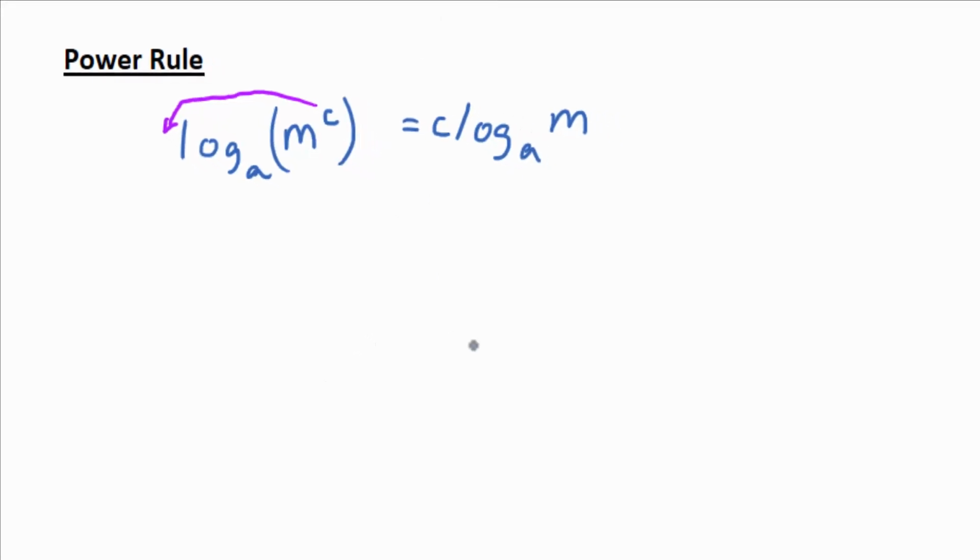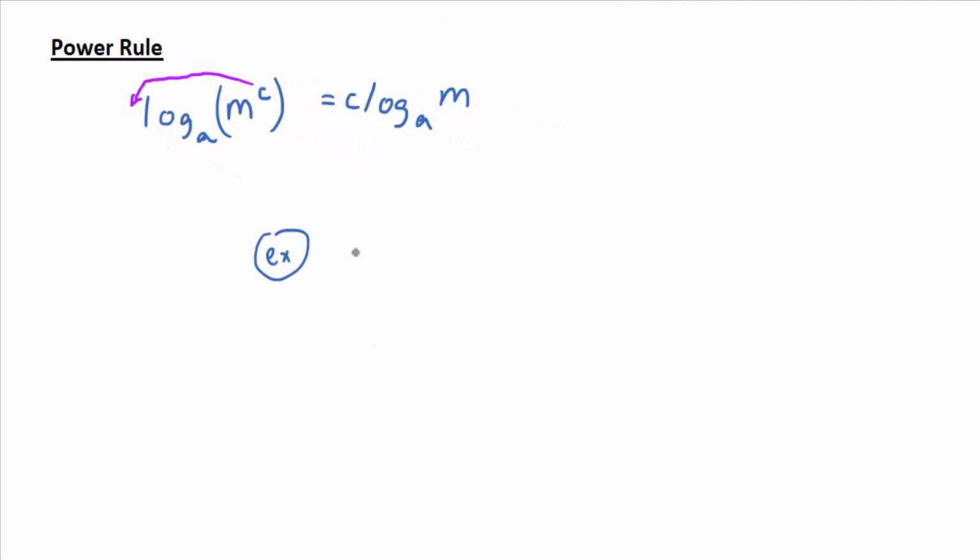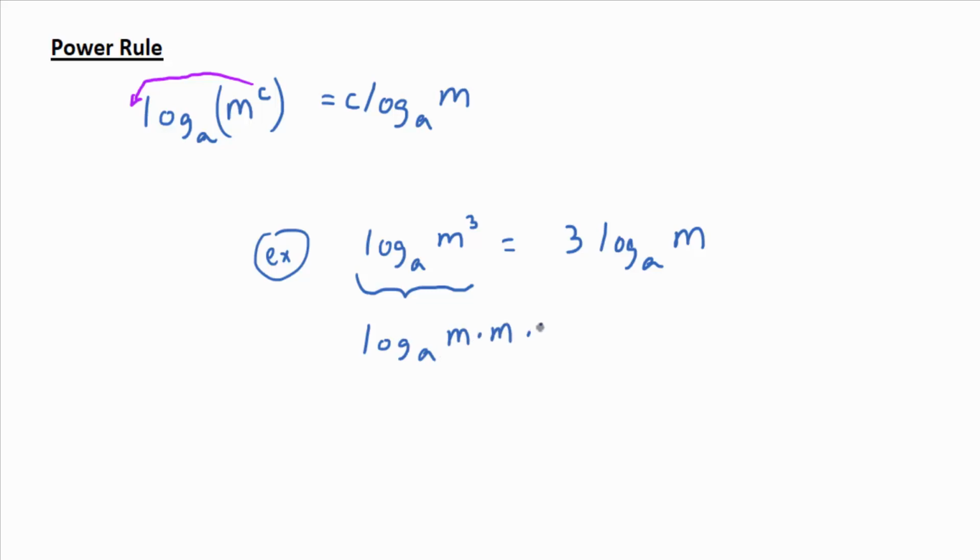But it's not that big of a mystery where the power rule comes from. Think about it. Let's say, for example, we have log base a of m cubed, to kind of grab hold of a specific exponent. Then really, what that says is we can bring the 3 down in front and write it as 3 times log base a of m. And the reason why you can understand that in terms of the product rule is if you think about m cubed, what does it really mean? It's log of m times m times m.